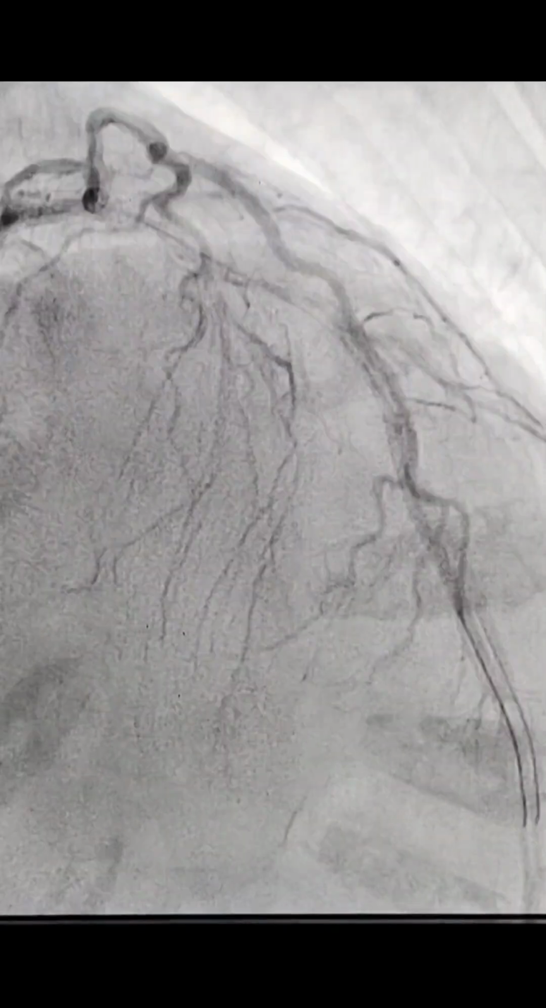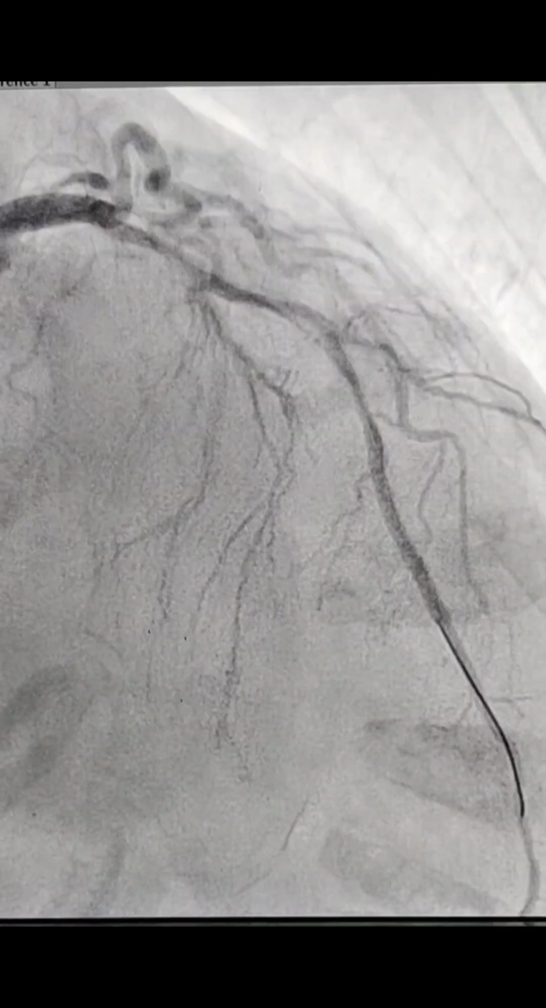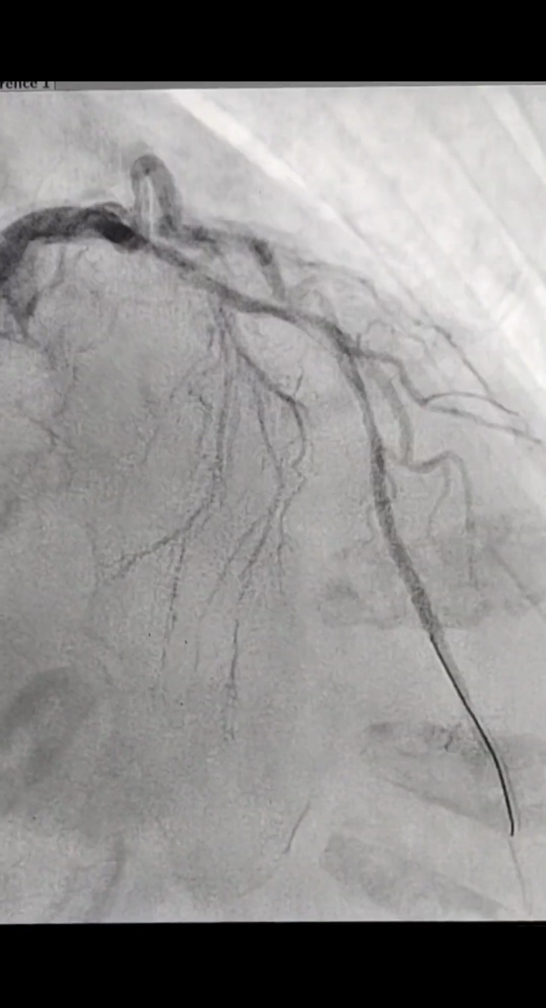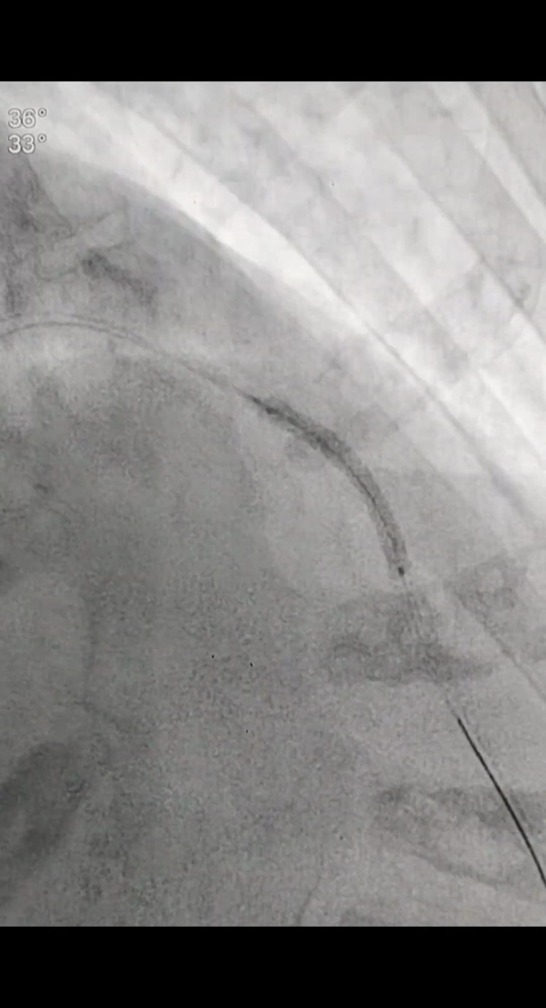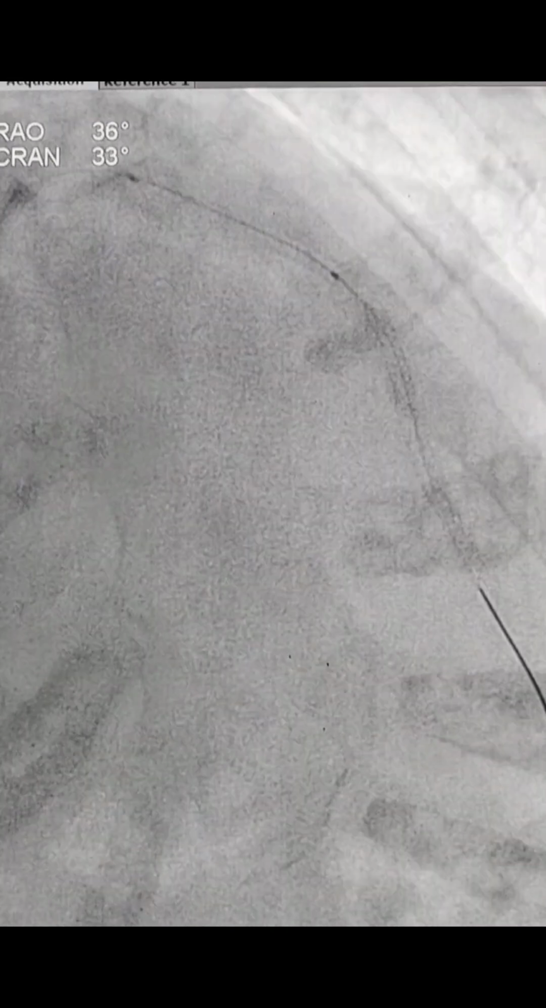This is the areocranial view, and you can see the lesion is all over right from the proximal to mid. We didn't have imaging, so we don't know what exactly it is. And then we took a stent of 3 by 32, and we overlapped this stent with the distal stent. And then in the proximal LAD, we took a stent of 3.5 by 28.